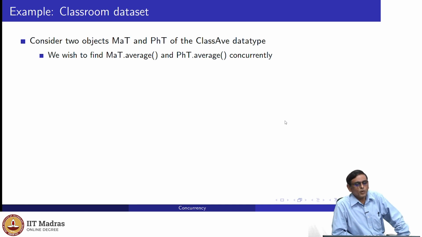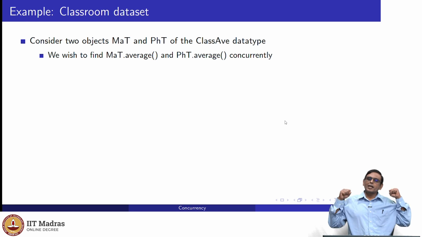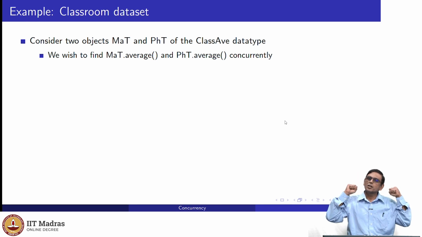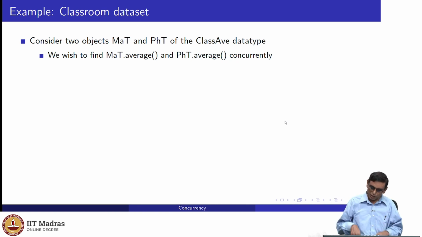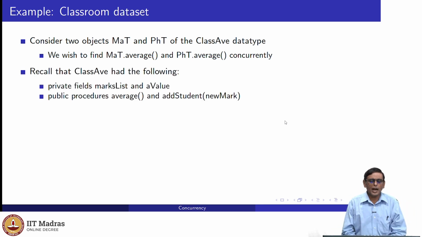So let us say we want to find the maths and the physics average in parallel. How do we do that? We create a math teacher object, we create a physics teacher object, and we want to call math teacher average and physics teacher average in parallel, right? We want to call them concurrently. So recall that class average had the following fields.